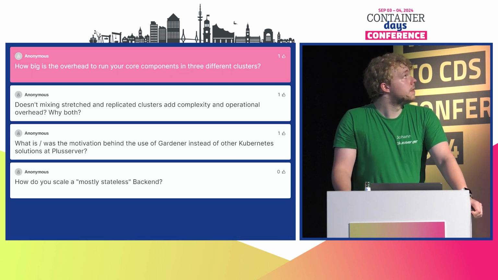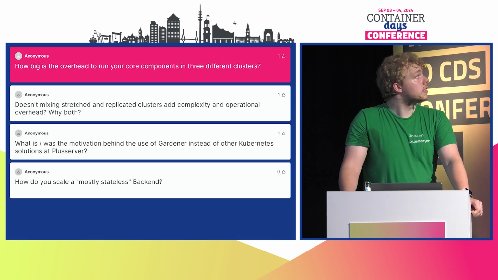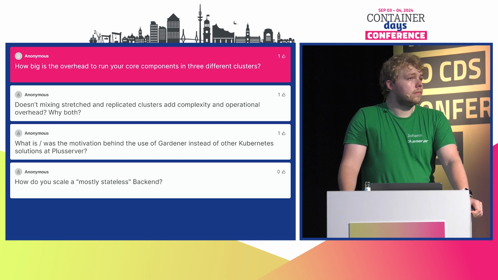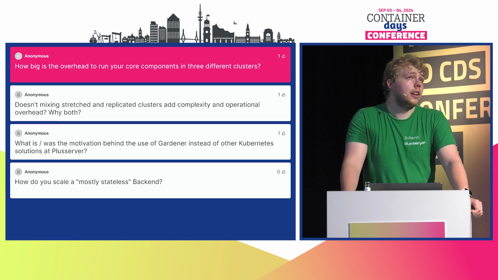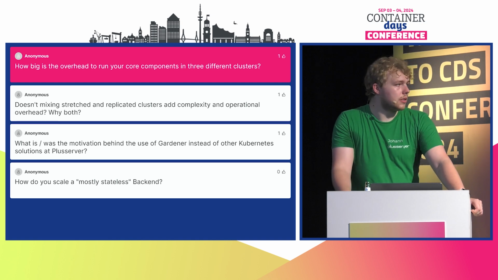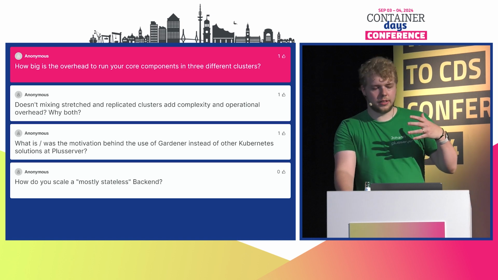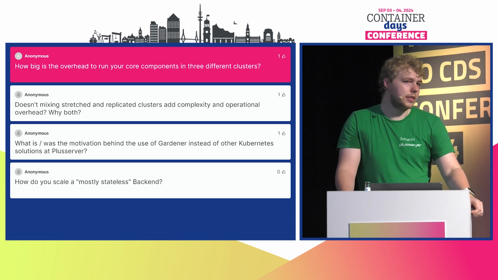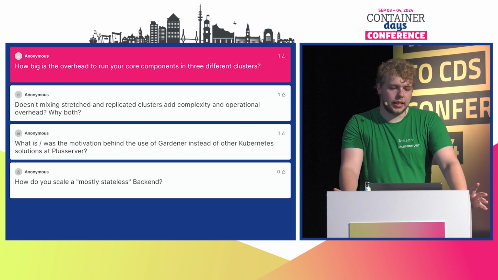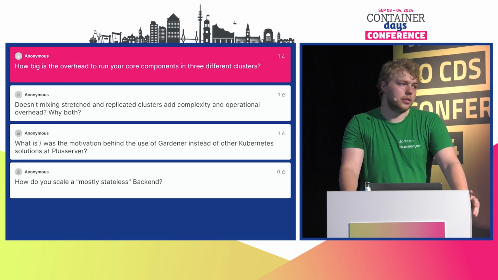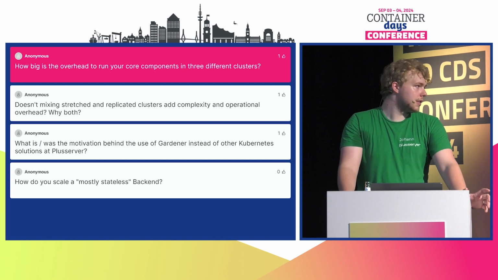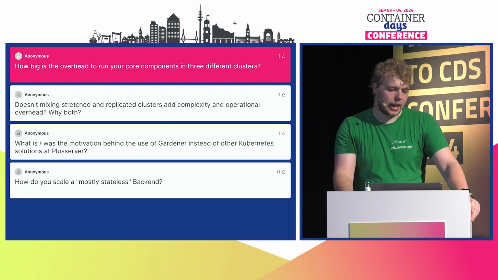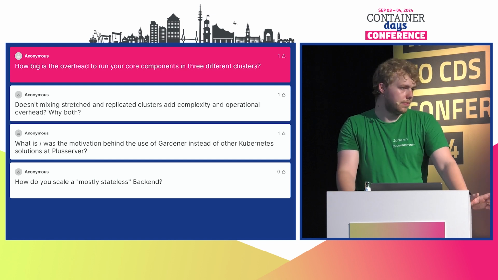The next question is, how big is the overhead to run your core components in 3 different clusters? Running the core PSKE in all different regions isn't really that big of an overhead, because if you just run the Gardener API server and its etcd and so on, it doesn't need as many resources. So maybe 80 vCPUs or something like that, and 100 gigabytes of RAM or memory.